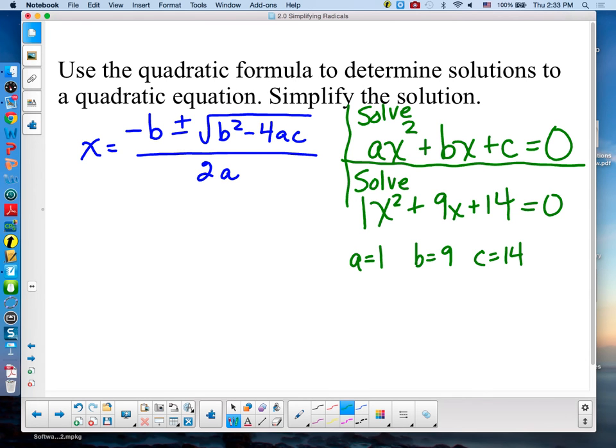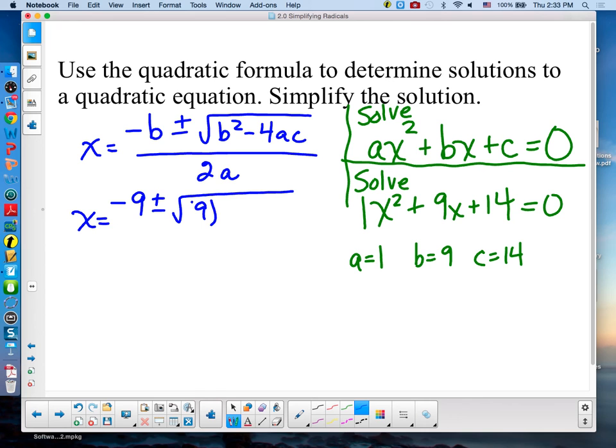Those are the values that we're going to use in the quadratic formula in order to figure out what x is. Okay, so I'll go back to my blue over here. To get x, to get the solutions, we take the opposite of the b, the opposite of 9, plus and minus, because there's a positive and a negative square root.